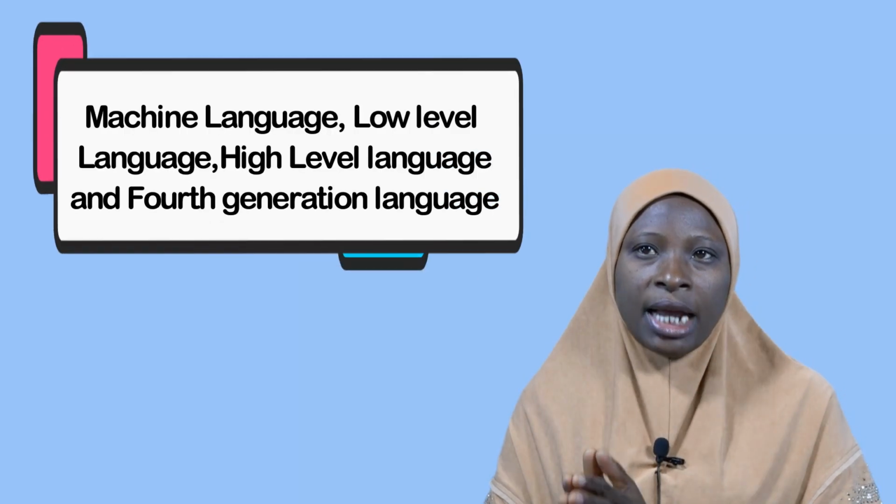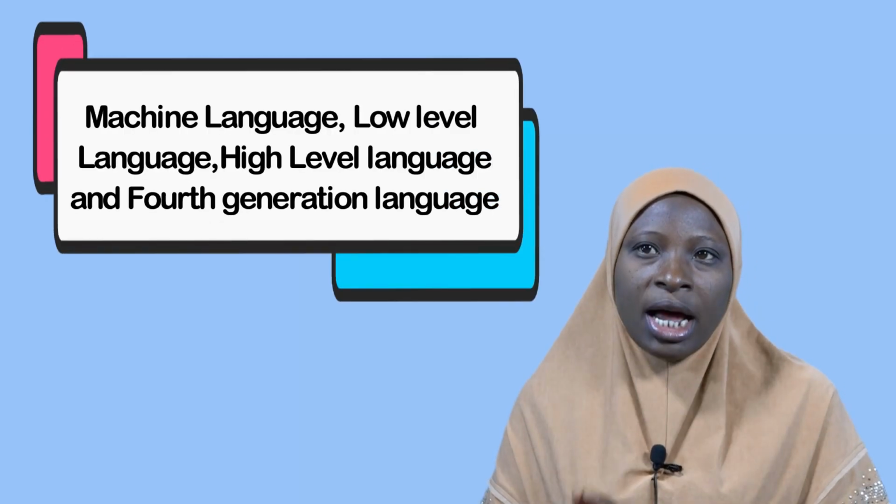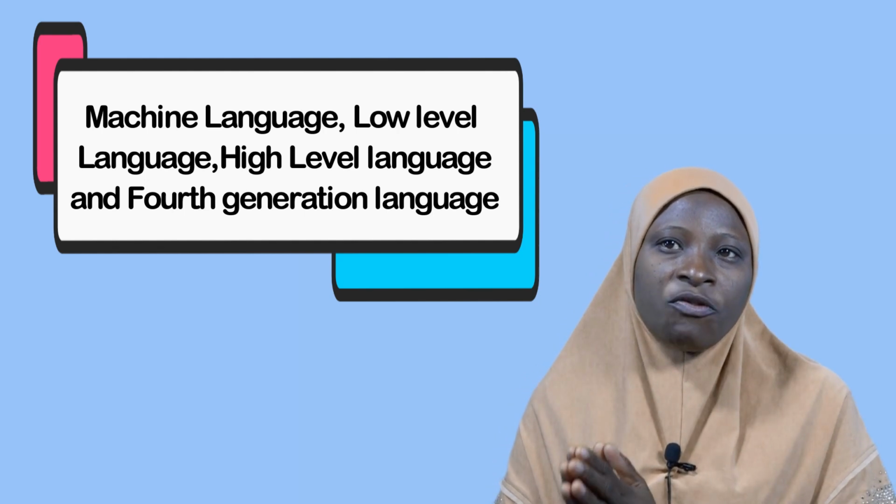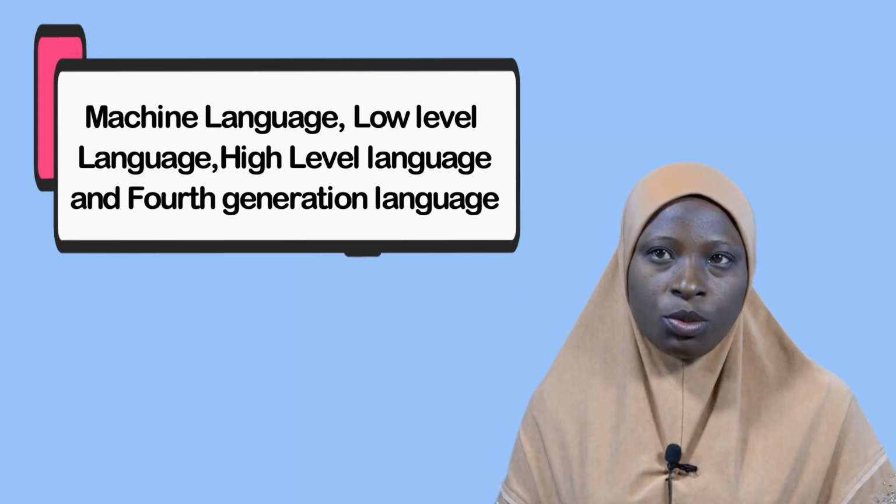Just as with human languages, we have many spoken languages. The same thing is also applicable to programming languages. There are several types of programming languages that can be used to communicate with the computer. That is, programs can be written in several languages. These languages are categorized into 4 different levels. The first level is the machine language, then the low-level language, high-level language, and fourth generation language.